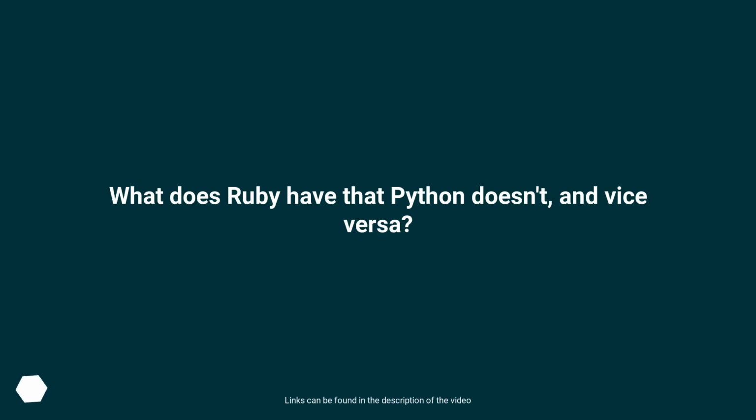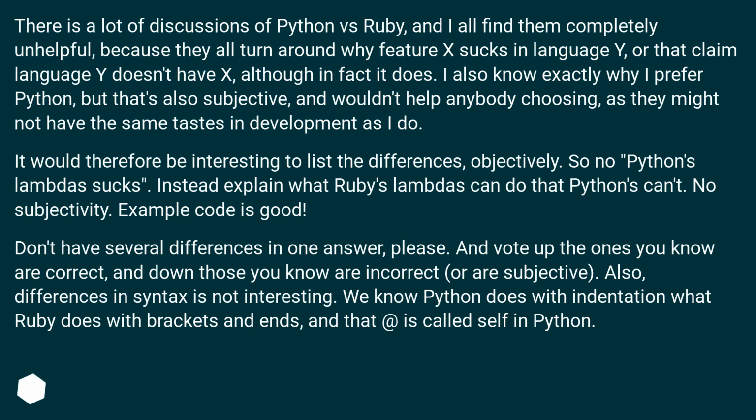What does Ruby have that Python doesn't, and vice versa? There are a lot of discussions of Python versus Ruby, and I find them all completely unhelpful, because they all turn around why feature X sucks in language Y, or claim that language Y doesn't have X, although in fact it does. I also know exactly why I prefer Python, but that's subjective, and wouldn't help anybody choosing, as they might not have the same taste in development as I do.